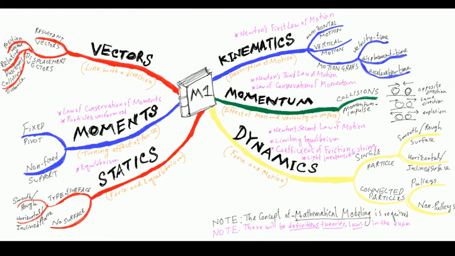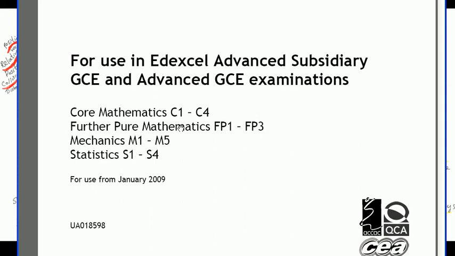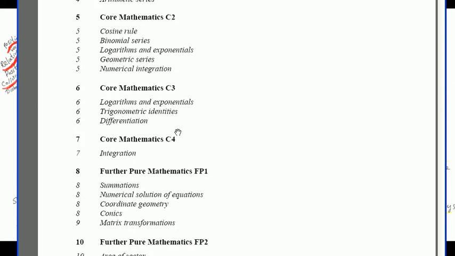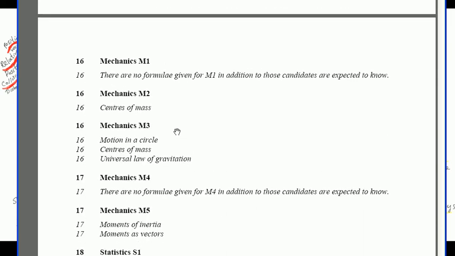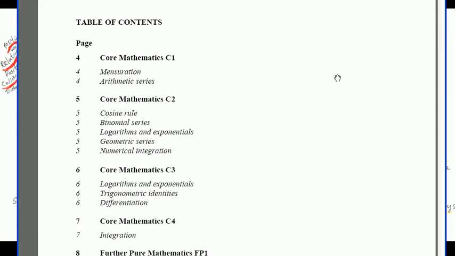And one more thing is that there will be a formula booklet given in the exam. So this is the formula booklet. This formula booklet will be provided in the exam to be used. Now if you look up the table of contents in M1, there are no formulas given for M1 in addition to those candidates are expected to know. There are some formulas given in the other papers, but in M1 there is no formula given at all. So you have to memorize all the formulas.